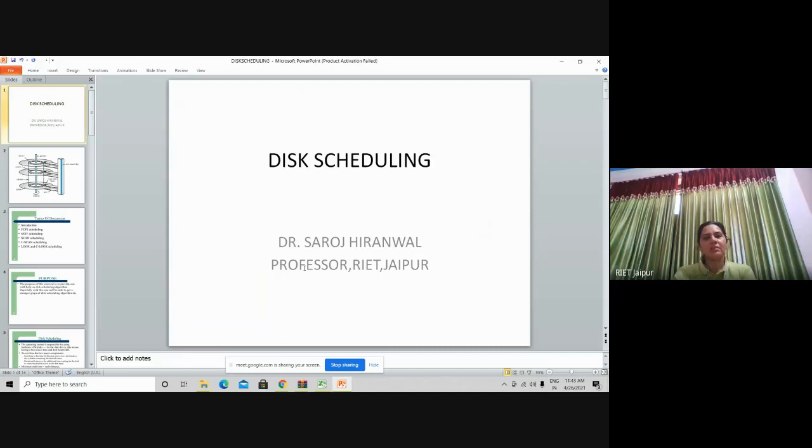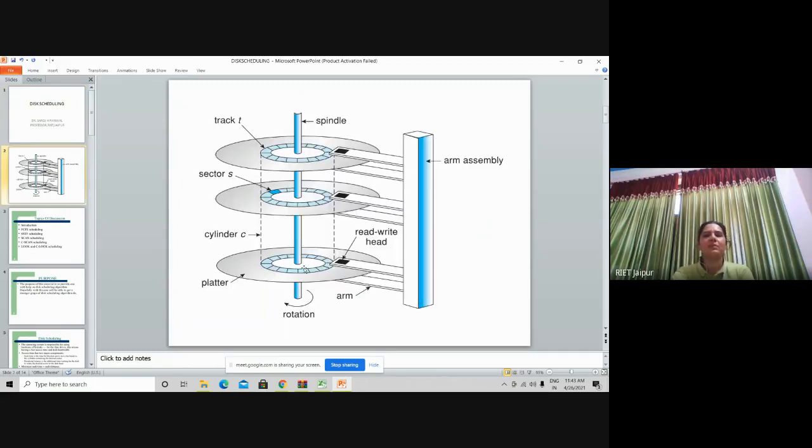Before we discuss disk scheduling, first have a look at the disk architecture, or you can say the disk structure. The disk is divided into tracks, and tracks are further divided into sectors, and different tracks all together form the cylinder. The platters are shown. The disk arm is shown, with the arm head and the read write head. Whenever the rotation takes place, the disk arm moves from one place to another. Also, you can have a look at the spindle, the different sectors, cylinder, platter, and the rotational diagram.